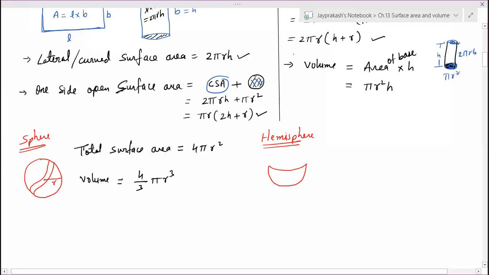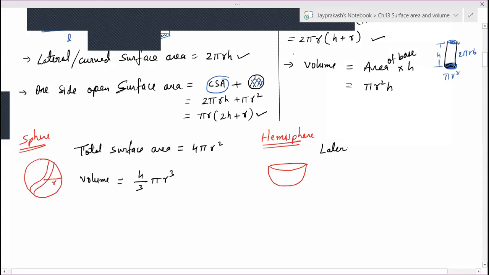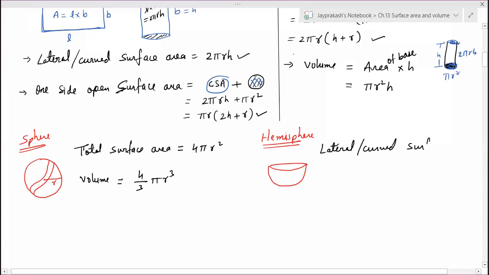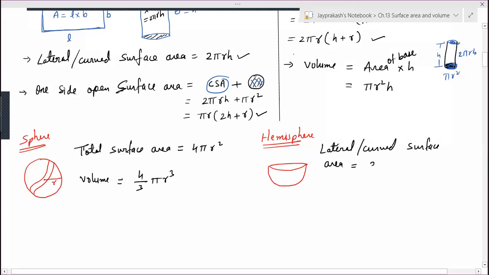Okay, let's discuss the next one. You all have seen the bowl. The bowl is a hemisphere, half of the sphere. So when we talk about the curved surface area, that is different from the total surface area. So we can write lateral or curved surface area is equal to half of the sphere. So you can write here half of the sphere means 2 pi r square.